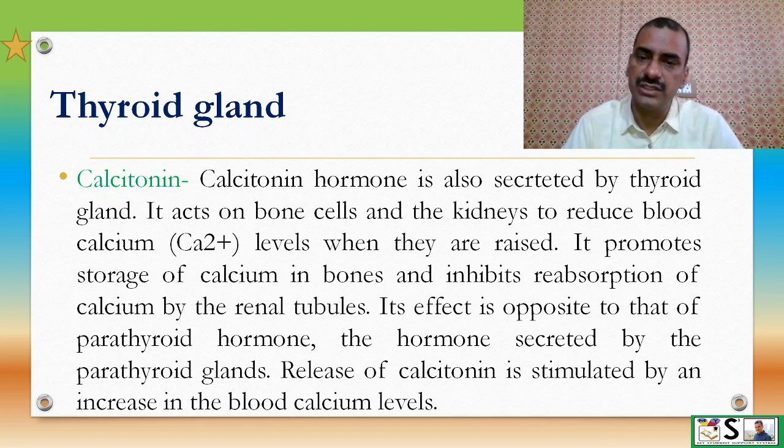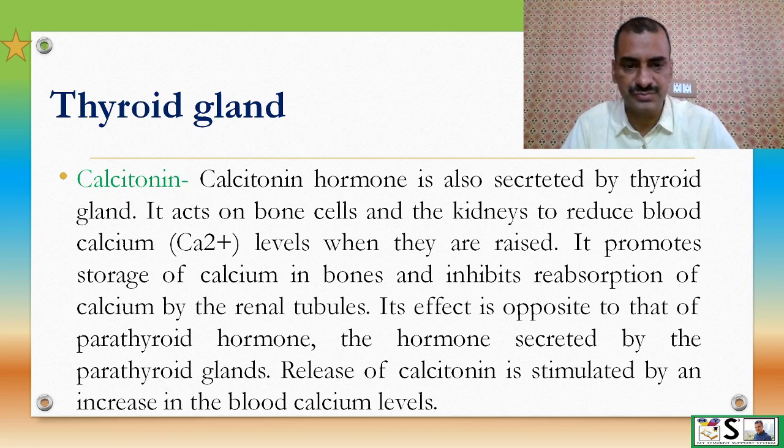Next is calcitonin. Calcitonin hormone is also secreted by the thyroid gland. It acts on the bone cells and kidneys to reduce the blood calcium level when it is raised. It promotes storage of calcium in the bones and inhibits reabsorption of calcium by the renal tubules. Its effect opposes that of parathyroid hormone, which is secreted by the parathyroid glands. Release of calcitonin is stimulated by an increase in blood calcium level.